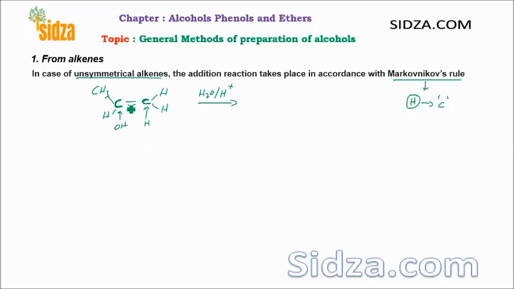So when addition occurs, the double bond breaks, this carbon gets hydrogen and this one gets hydroxide. Therefore the product will be CH3, CH, OH, and then this carbon is now CH3. So you get 2-propanol. You also get 1-propanol, but the quantity of the anti-Markovnikov product will be very, very small. That will be a minor product. The major product here is always the Markovnikov product.